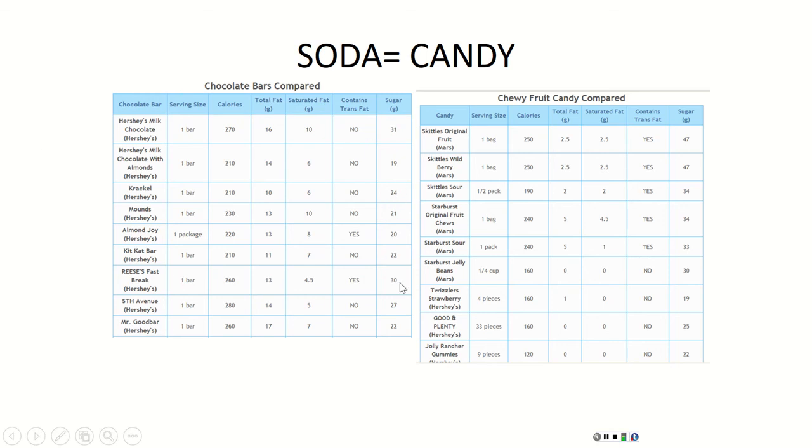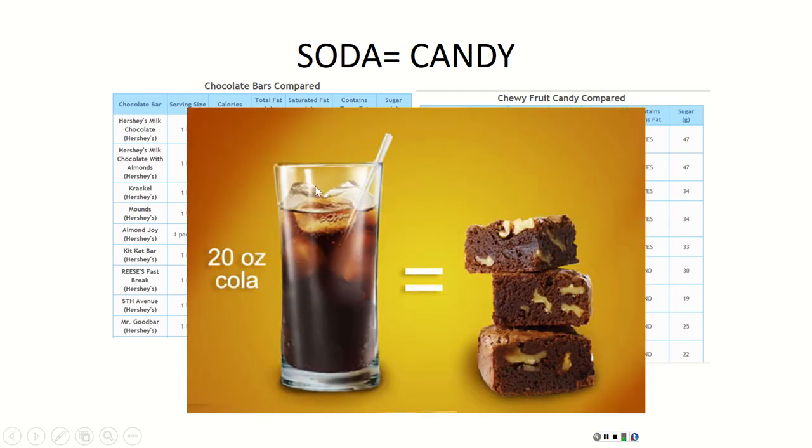A soda is the same as a sugar bar or a candy bar. It's the exact same thing. There's no way that's different. It really equals this. We can see a 20-ounce cola is the same as eating 3 brownies. So why don't we consider it a dessert or a treat as opposed to a drink?